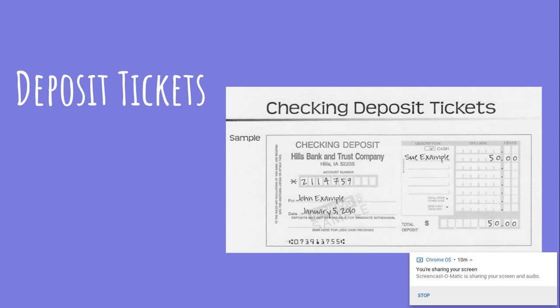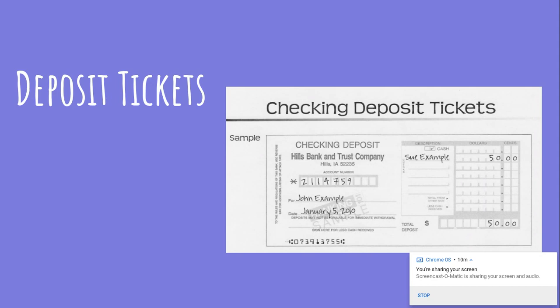Again, this is for Hills Bank and Trust Company. The account number is going to be for John Example there. His account number with the bank is 211-4759. That's so the bank knows where to deposit the money. And the date, January 5th, 2010. Then over there, he got money from Sue, and it's cash. We know because there's a checkbox where it says cash, and that's checked. So Sue Example gave him cash, $50.